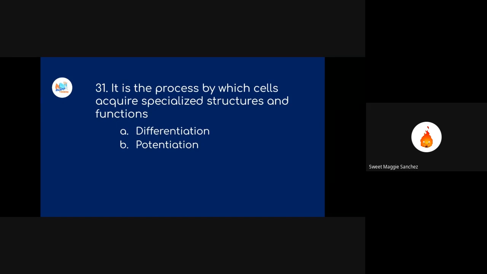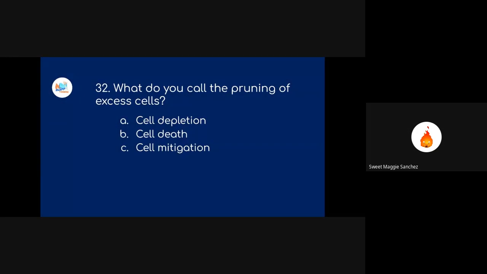Okay, timer stops. Question 32. What do you call the pruning of excess cells? Is it A, cell depletion, B, cell death, or C, cell mitigation?